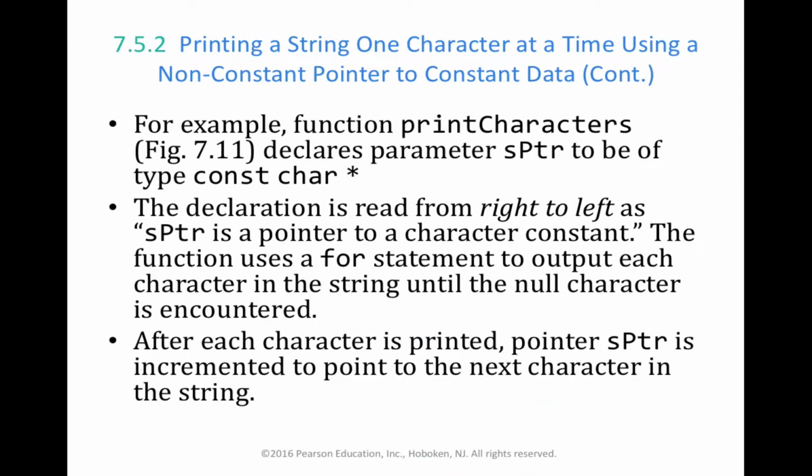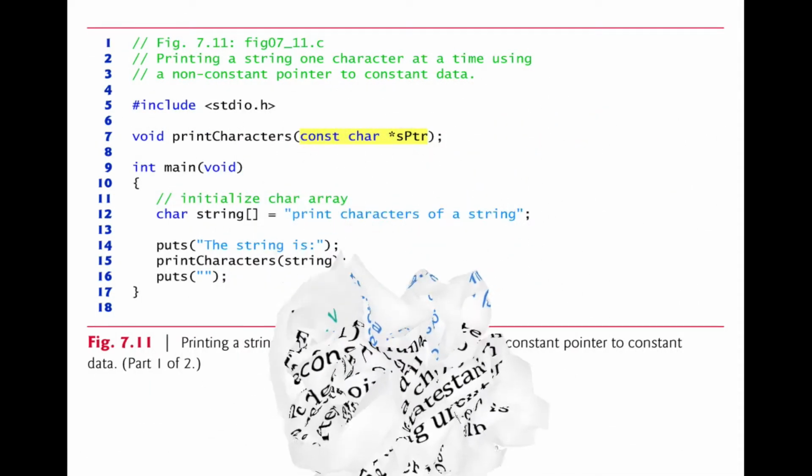We're going to look at an example of a function called printCharacters that declares sPtr to be of type const char pointer. The declaration is read from right to left as sPtr points to a character constant. The function uses a for statement to output each character in the string until the null character is encountered. After each character is printed, we will increment the pointer to point to the next character in the string. So it's a fairly simple program.